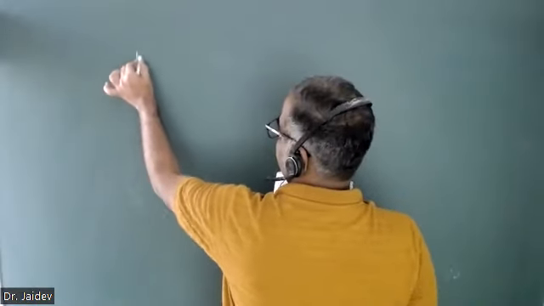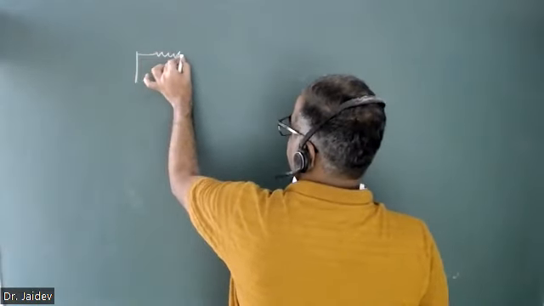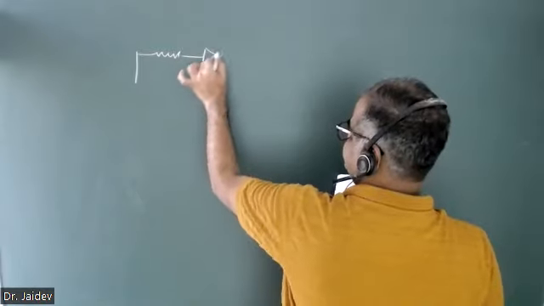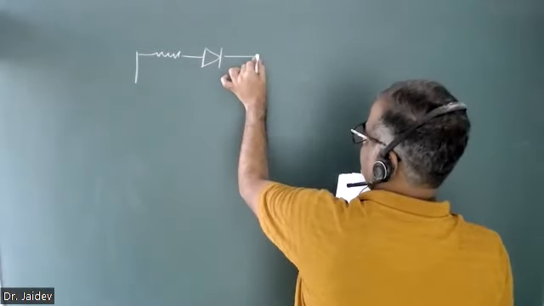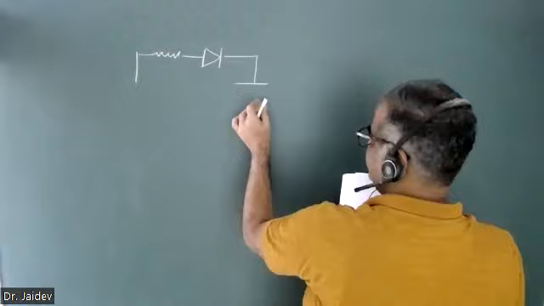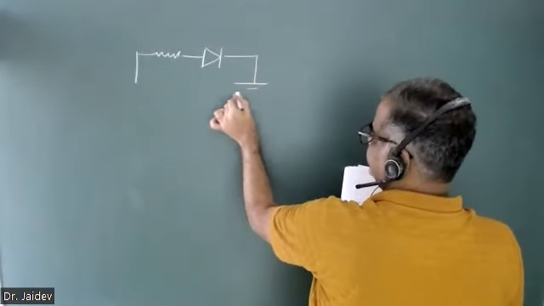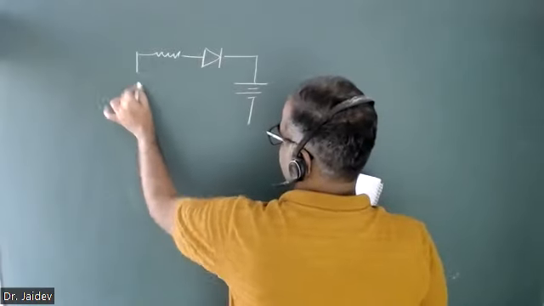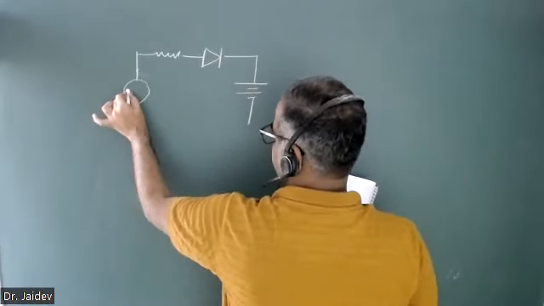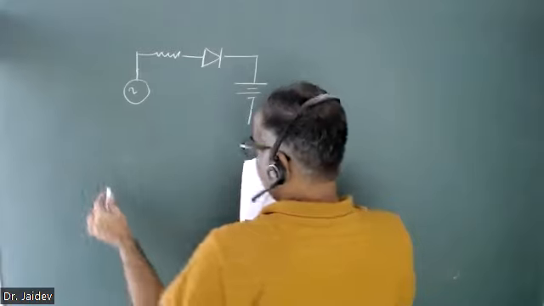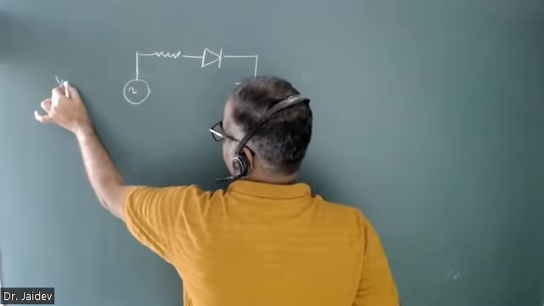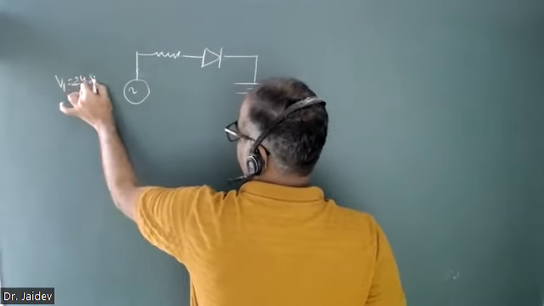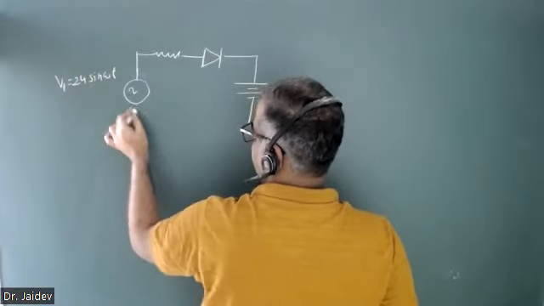So we have been given a diode. The diode is ideal, and we are making it reverse bias by a 12-volt battery. Also applying a sinusoidal function whose value is given by 24 sin omega t.